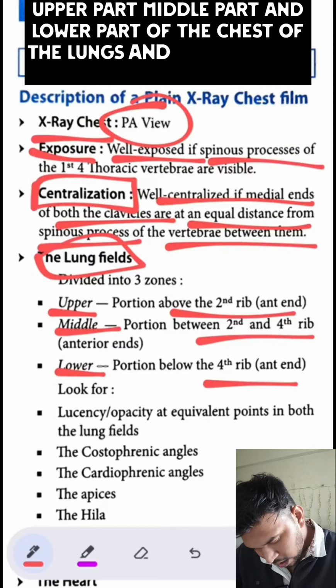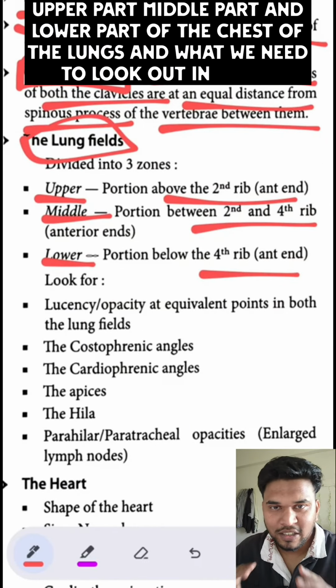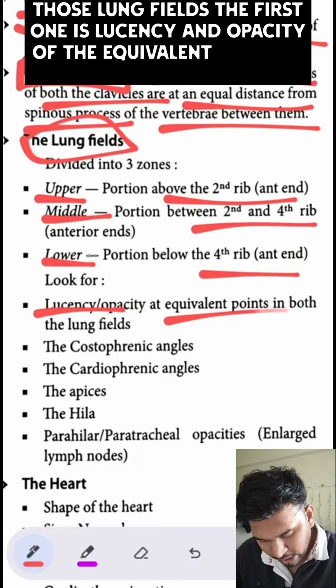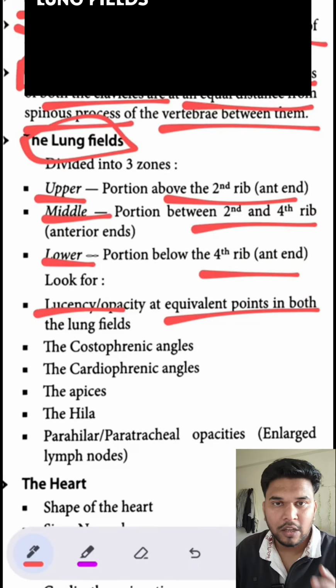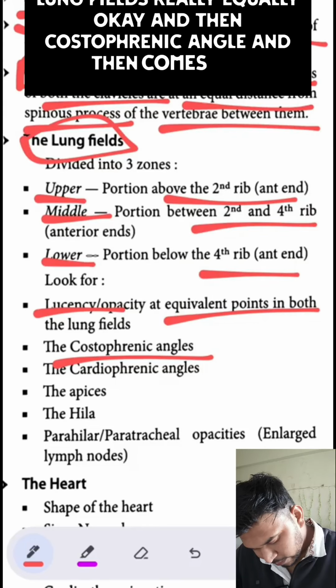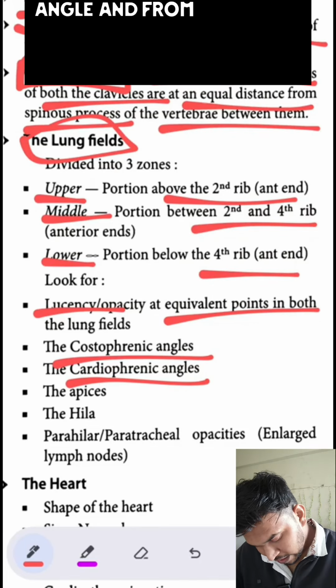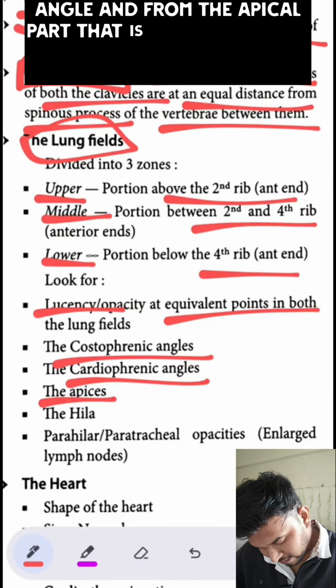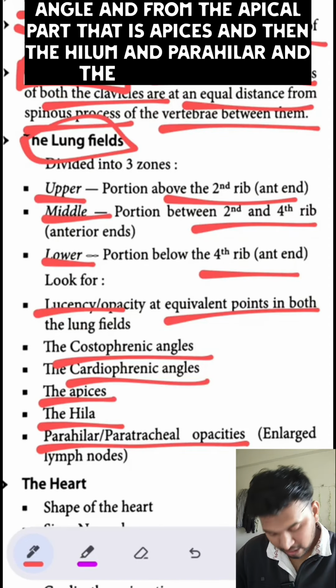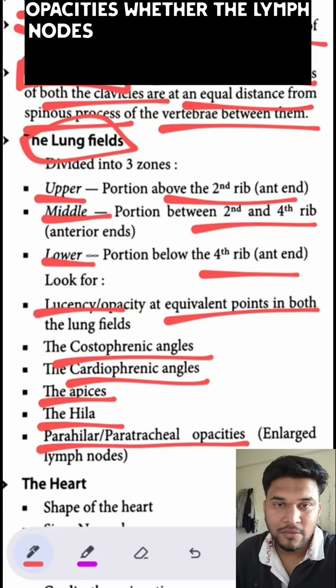And what do we need to look out for in those lung fields? The first one is lucency and opacity of the equivalent position in both the lung fields, right? And then the costophrenic angle. And then comes the cardiophrenic angle. And then comes the apical part, that is the apices. And then the hilum, and the parahilar and paratracheal opacities, whether the lymph nodes are enlarged or not on the basis of that.